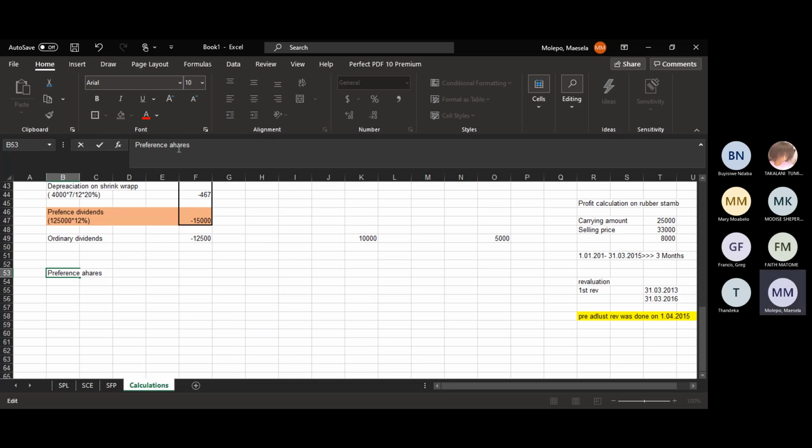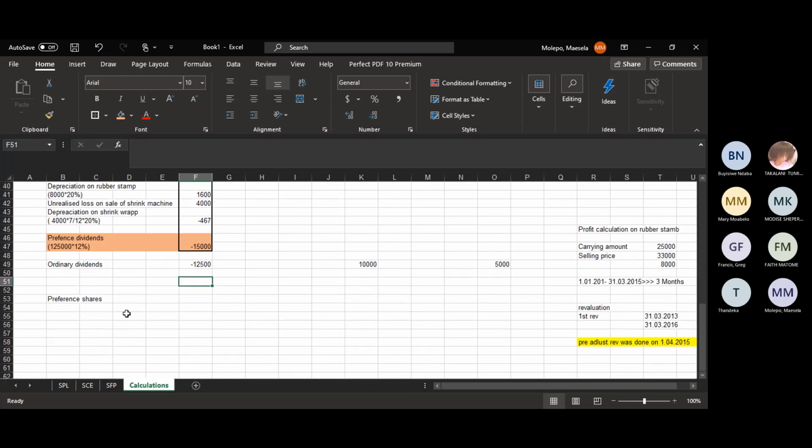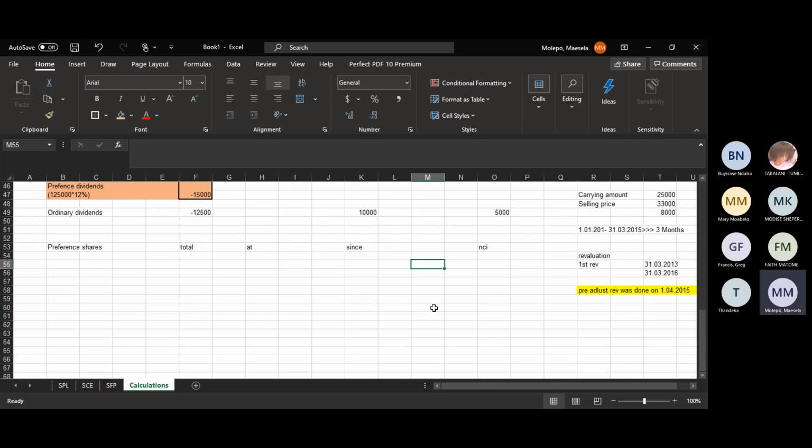For the preference shares, then we have the total, the add side here, the SIA, and then the NCI. So here I'm going to run faster because I think our class is going to knock off a little bit late today. It's not going to be the same as the prior ones.